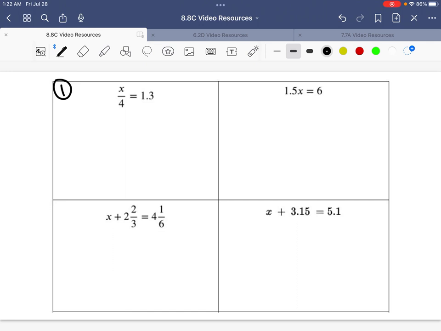So when we solve equations, we know we solve them using inverse operations. So x divided by 4, well, the inverse operation of that would be to multiply both sides by 4. So I get that x will be equal to 1.3 times 4. And so we'll want to take our calculator and enter 1.3 times 4.